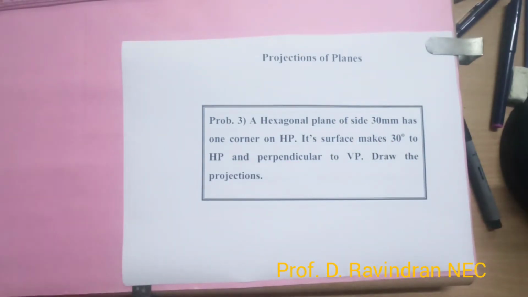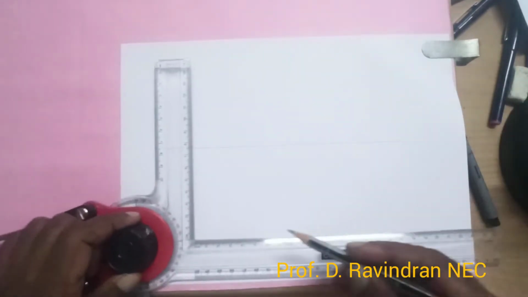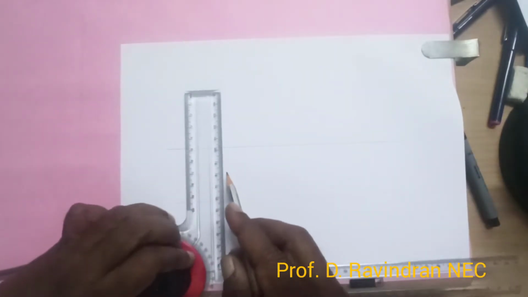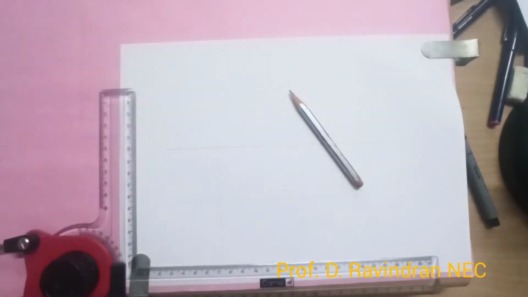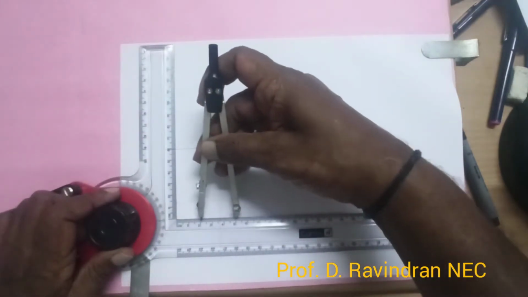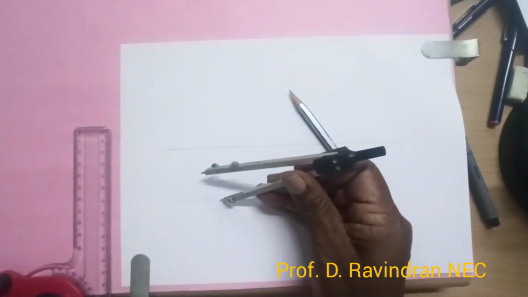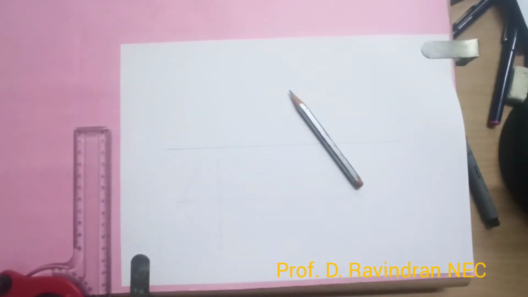Let us try to solve this problem now. Let us draw one XY line here to construct a hexagonal plane. Here you can draw two cross lines. Now you can take the 30 mm side, that means a 30 mm radius from the compass, and then from here you can draw a light circle.